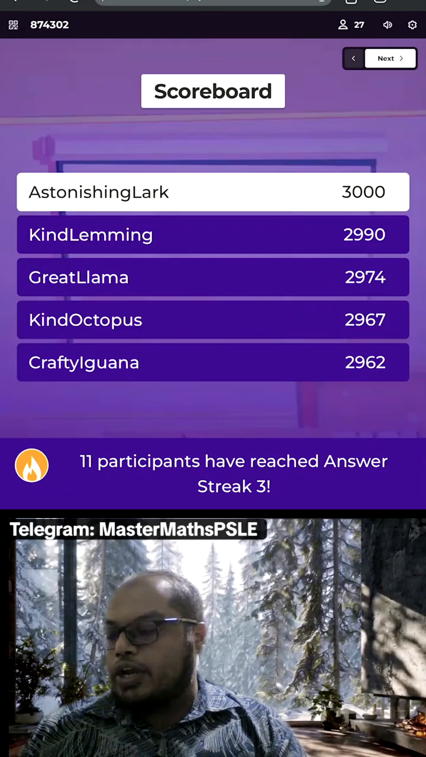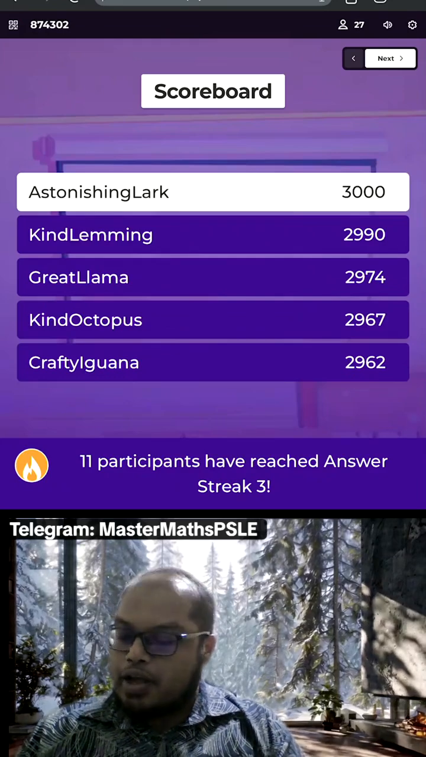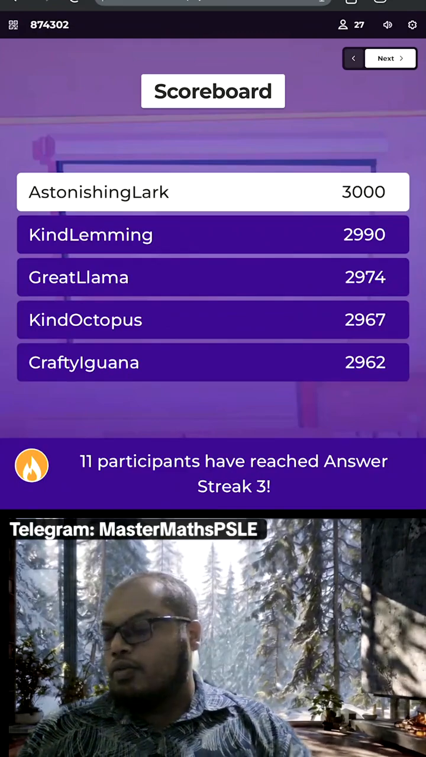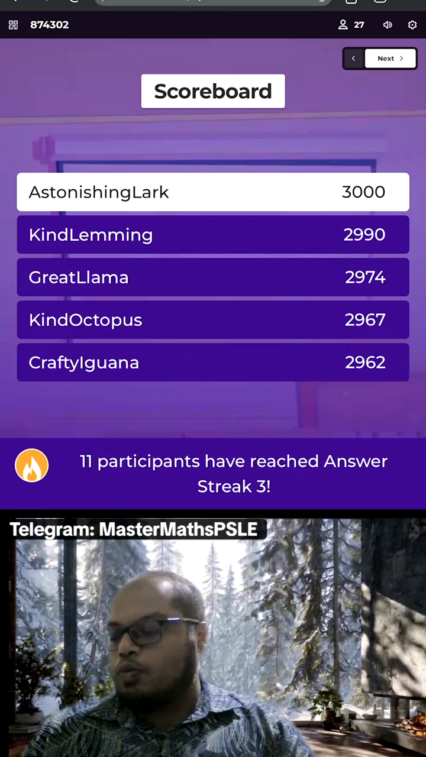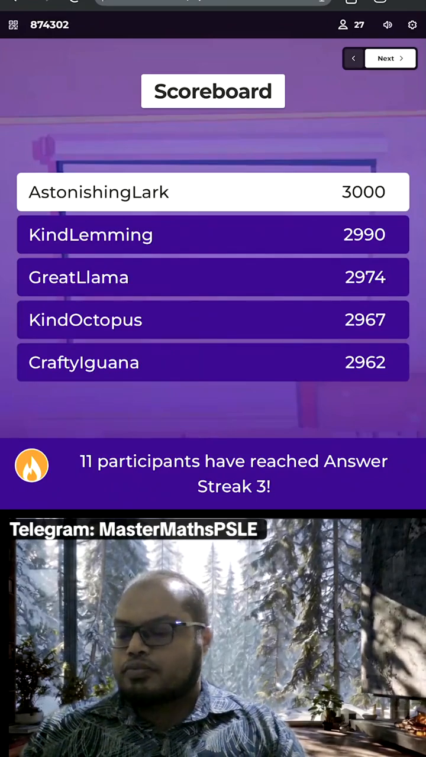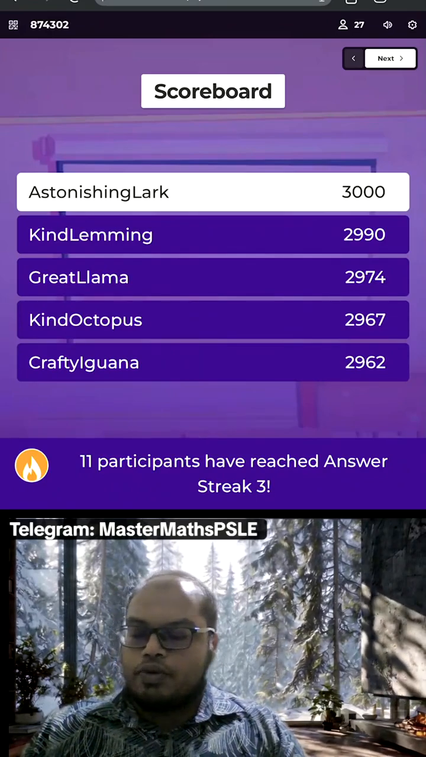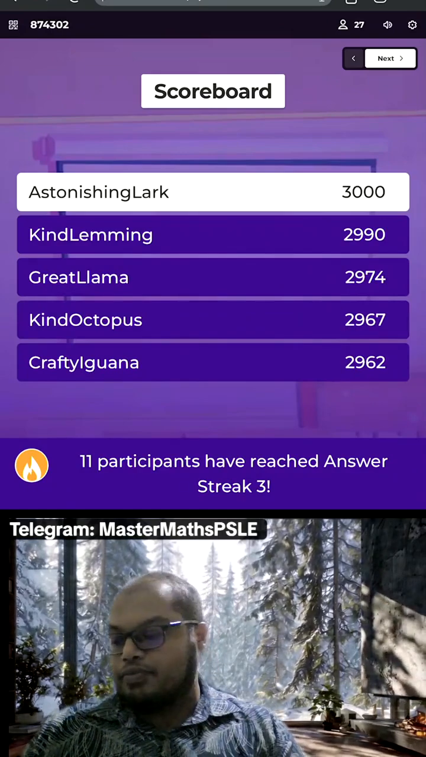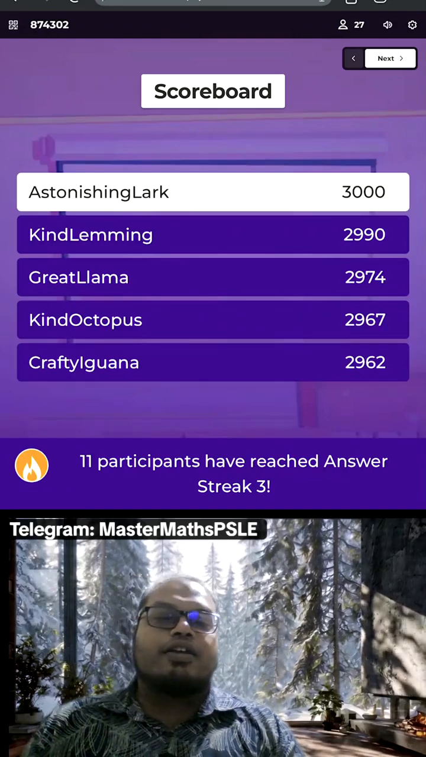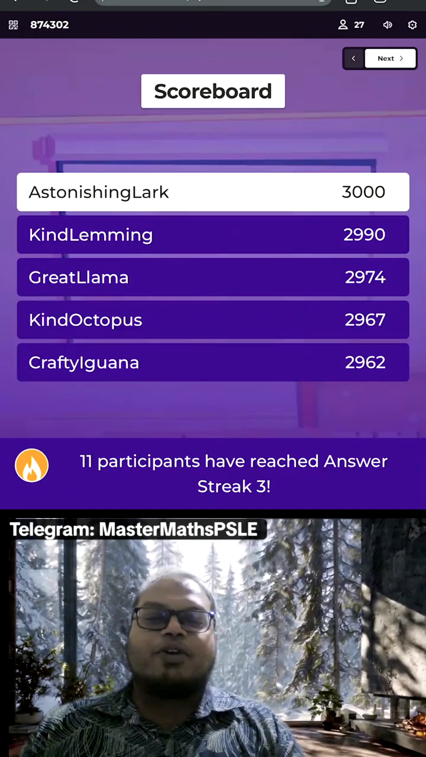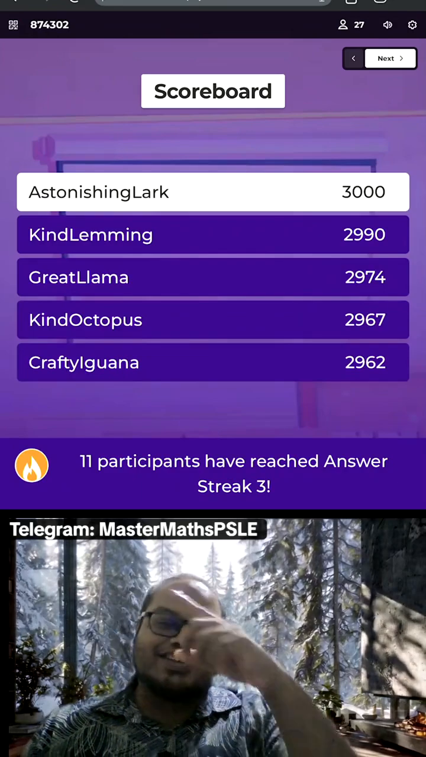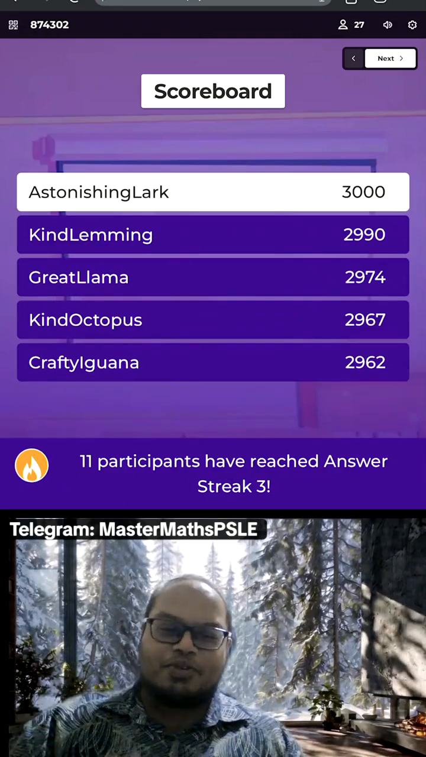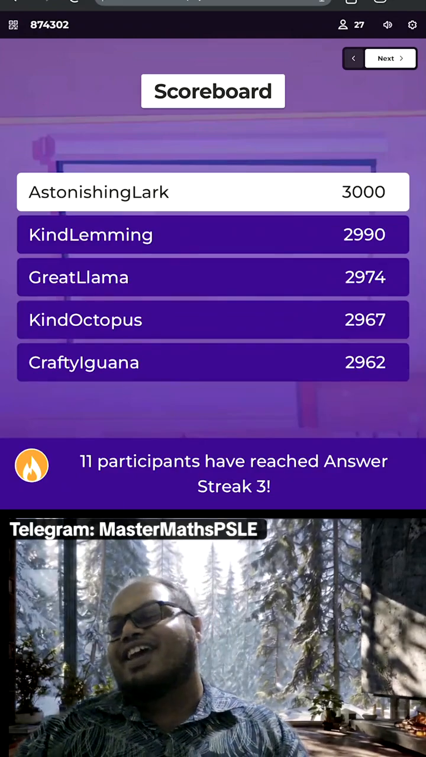Okay, and then we also got the Kind Lemming, Great Llama, Kind Octopus, and Crafty Iguana, all from 2nd to 5th. And all still close by, right, within 100 points. Don't worry. Just like I say, just join the Telegram channel if you want to prepare in advance.